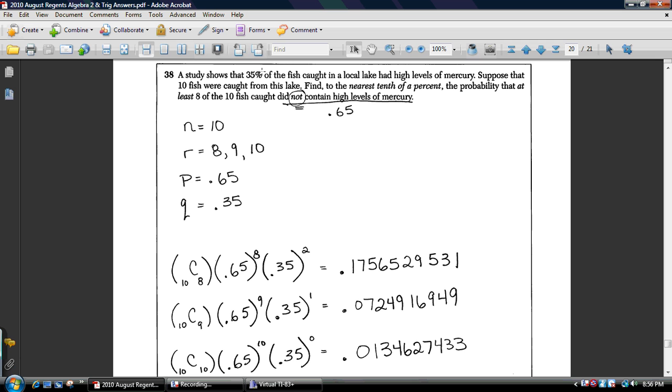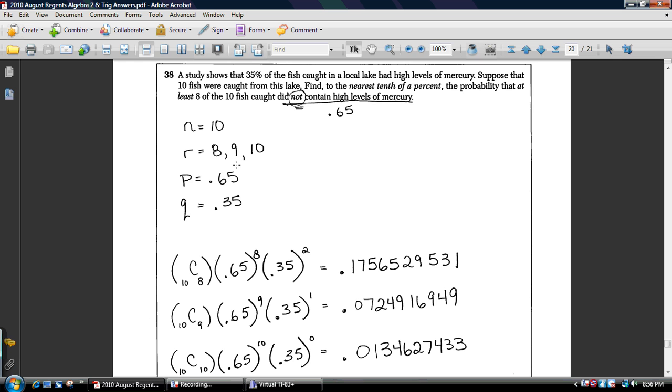A study shows that 35% of the fish caught in a local lake had high levels of mercury. Suppose that 10 fish were caught from this lake. Find, to the nearest 0.1%, the probability that at least 8 of the 10 fish caught did not contain high levels of mercury. Okay, so this is a real tricky wording in the question. First of all, 10 fish are going to get caught. That's our N. Our R, it says at least 8. At least means 8 could have been caught, 9 could have been caught, 10 could be caught. That's 8, 9, and 10. That's our R.